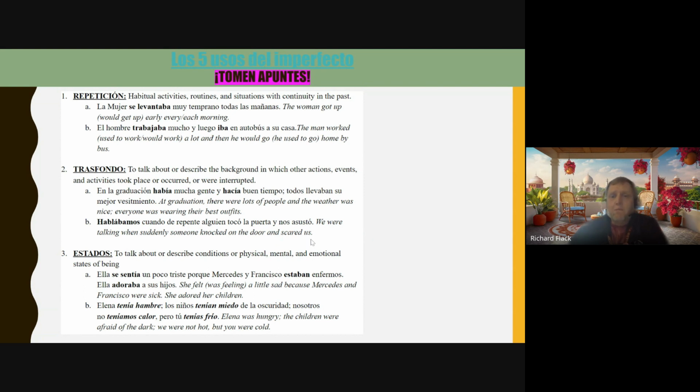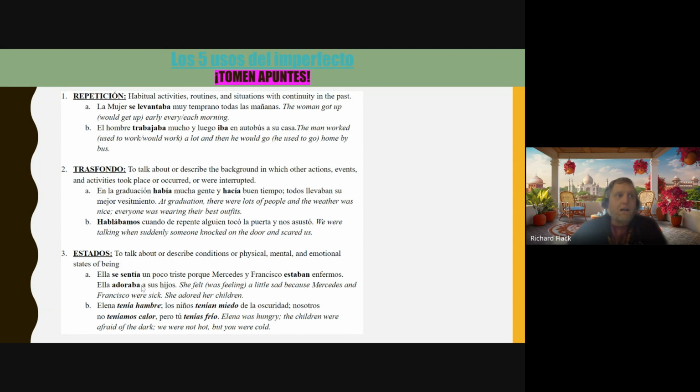Okay, so that's probably 85% of the reasons that we use the imperfect. The last 3 are pretty straightforward. Estados, states, to talk about or describe conditions or physical, mental, and emotional states of being. Ella se sentía un poco triste. She felt a little sad. That's an emotional state. Emotional states automatically go in the imperfect.